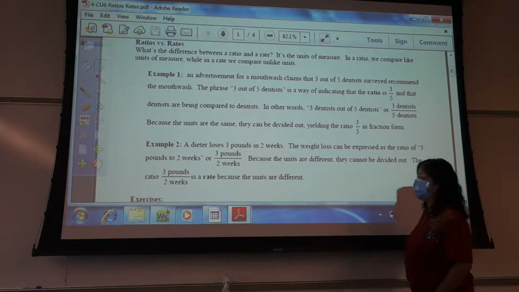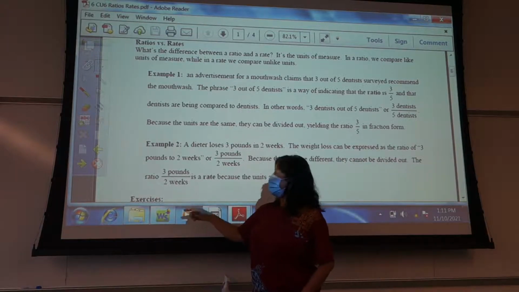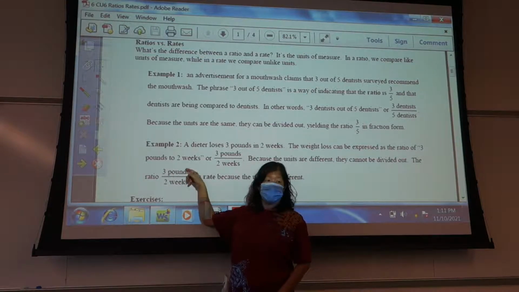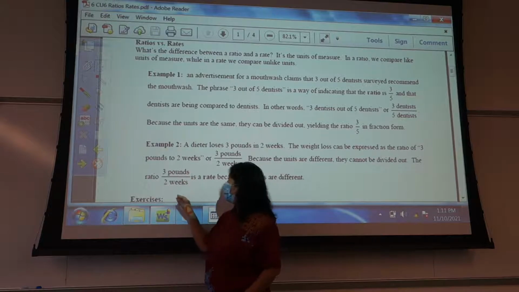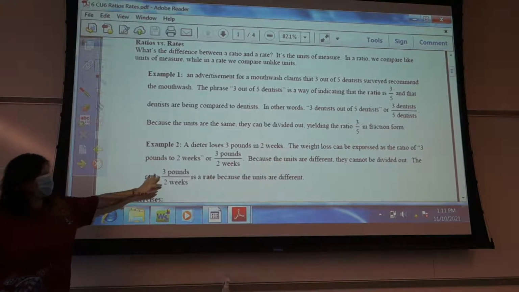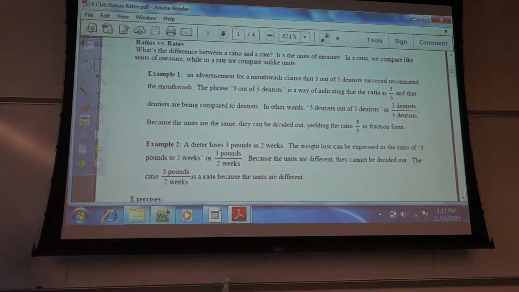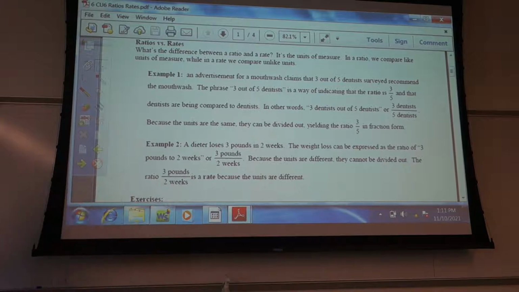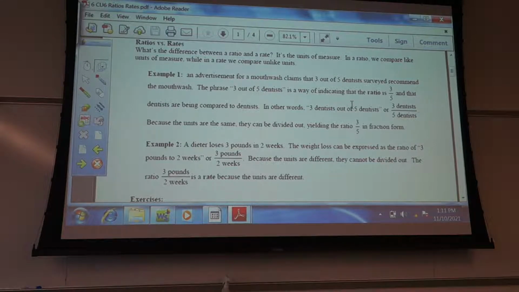Great. So rates will have different units, and it's going to be 3 pounds over 2 weeks. So over means divide by, right? You're going to divide these, and that's the rate. Typically with our rates, we're going to want to keep it as a whole number over another whole number. You don't want decimals in your numerator or your denominator.